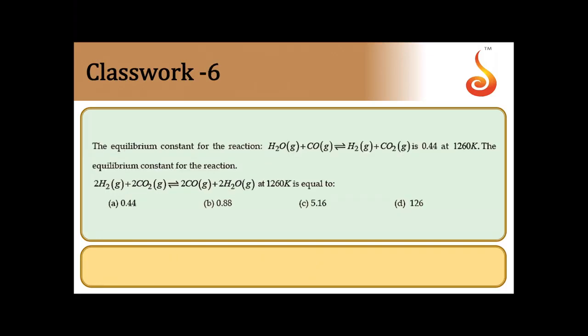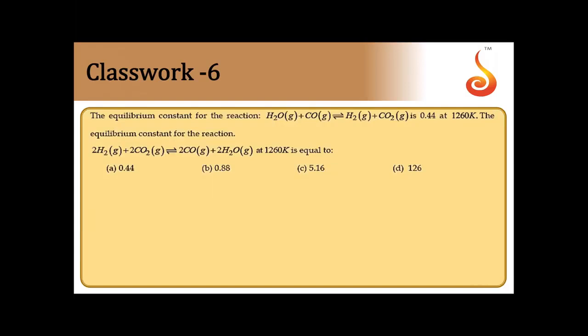Then the sixth one. The equilibrium constant for the reaction H2O plus CO giving rise to H2 plus CO2 is 0.44 at 1260 Kelvin. Find the equilibrium constant for the following reaction. Try to observe the reaction given to us. The reactants here became the products, and the products became the reactants. So the reaction is now reversed and is also multiplied throughout by 2.